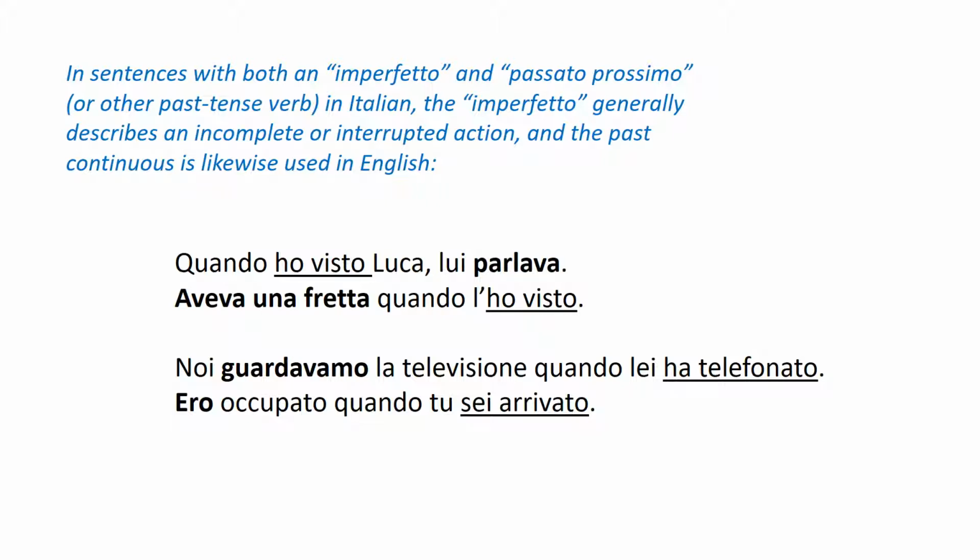The discrete action being in the simple past, I saw, and the ongoing action being in the imperfect in Italian, but in the past continuous tense in English. Aveva una fretta quando l'ho visto. He was in a hurry when I saw him. Again, the thing that was ongoing and ultimately interrupted was the fact of him being in a hurry. Again, I saw him was the discrete interrupting action.